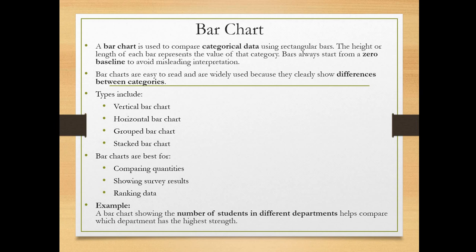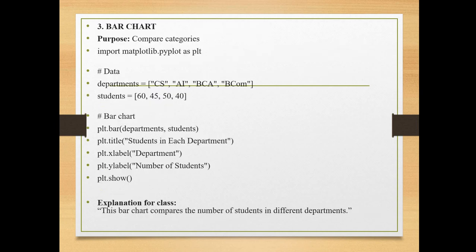And then bar chart. A bar chart compares categorical data using rectangular bars. The types of bar chart are vertical bar chart, horizontal bar chart, grouped bar chart, and stacked bar chart. Bar charts are best for comparing quantities, showing survey results, and ranking data. The height of each bar represents the value of a category. Bar charts are widely used because they clearly show the difference between categories. For comparison purposes, we use a bar chart.